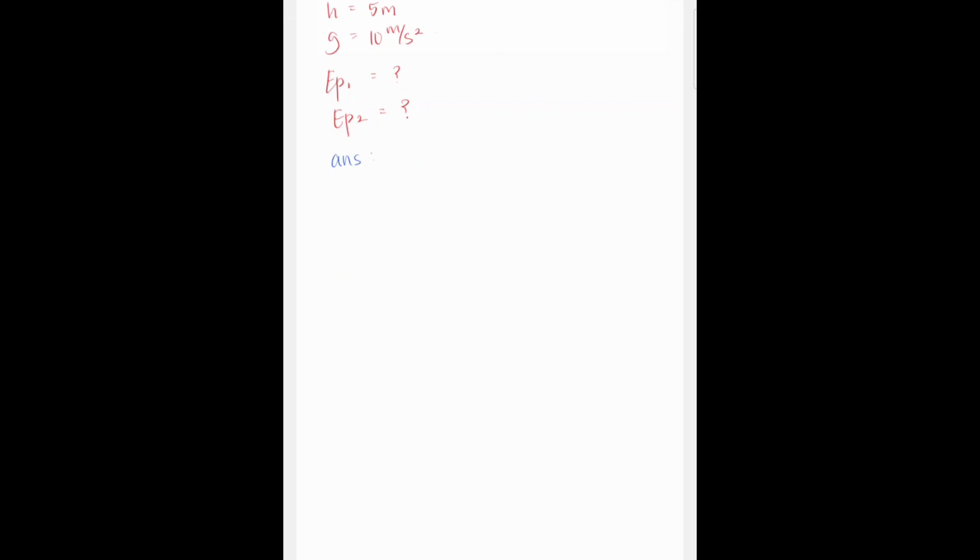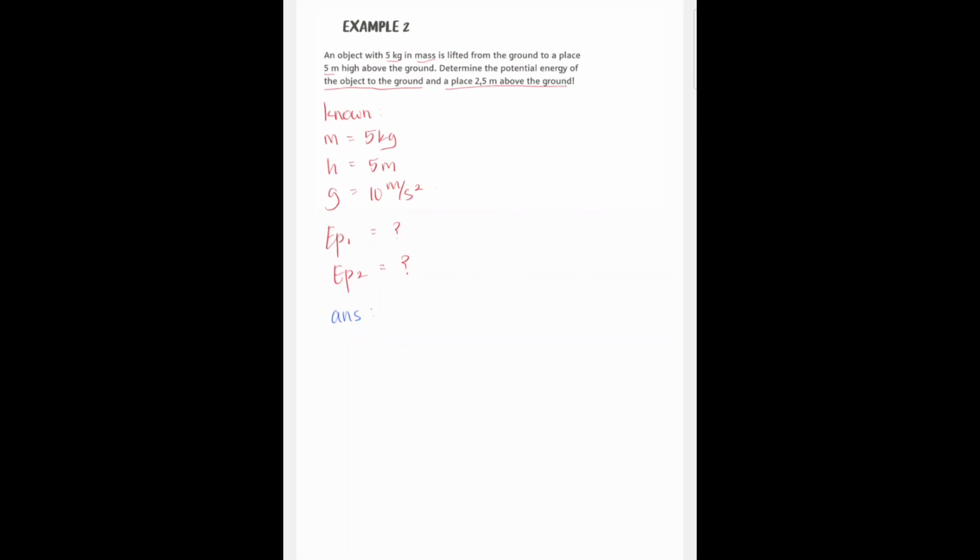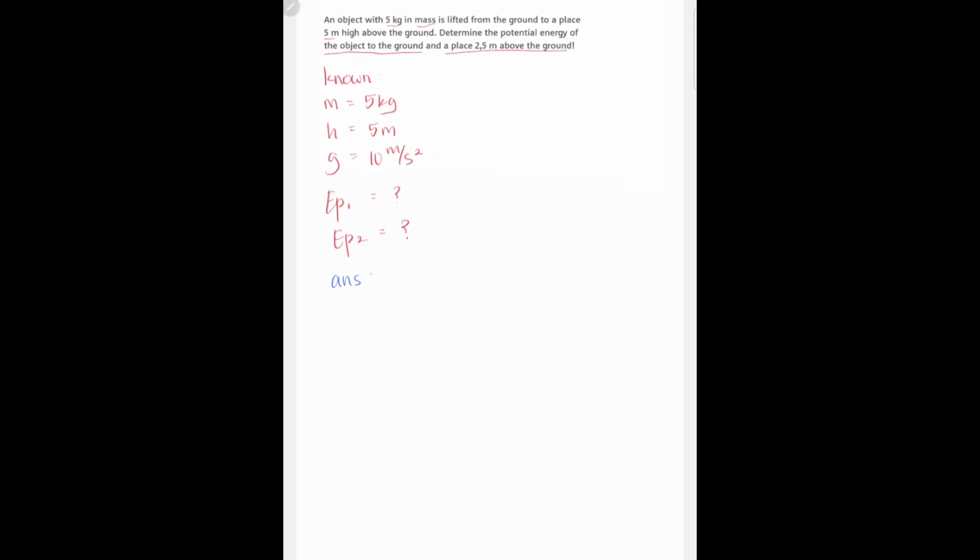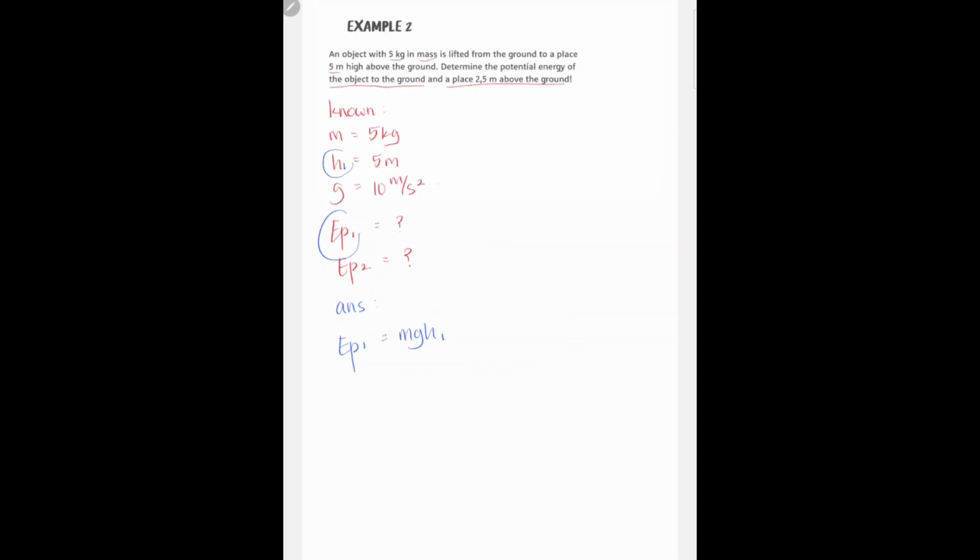As usual, EP has mgh as the formula. So EP1 has mgh1 as the formula. Height 1 comes from the first height we know. As it was explained before, the object with 5 kg in mass is lifted from the ground to a place 5 meters high above the ground. So it's the first height. Then we can use all the information we got to find EP1, which is 250 joule.